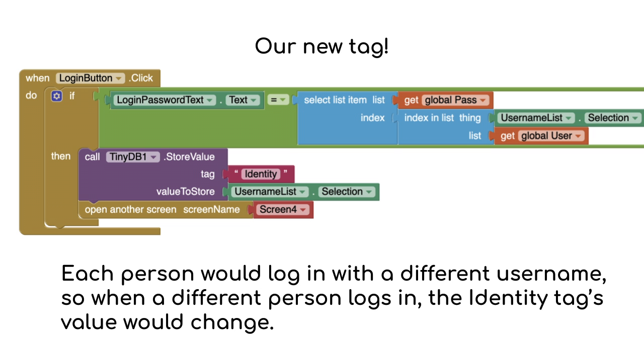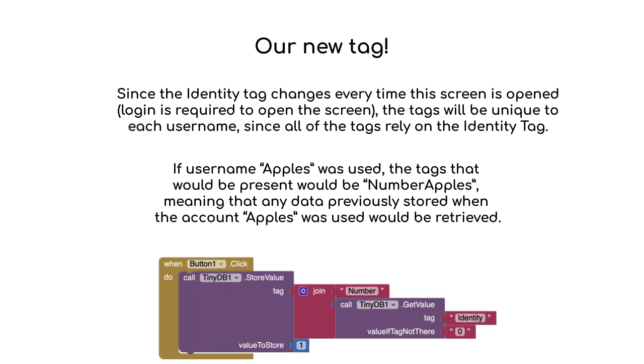Whenever we log in using a certain username, the identity tag will have its value changed to the text of the username, in which only one username of its type can exist, meaning that no two accounts are going to be called apples. When we open this number picking screen, the TinyDB tags that the numbers are stored in will only be numberApples, meaning that any number I pick on this account will only be present if I log in with the apples account.